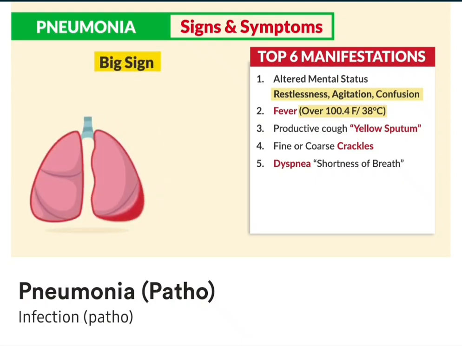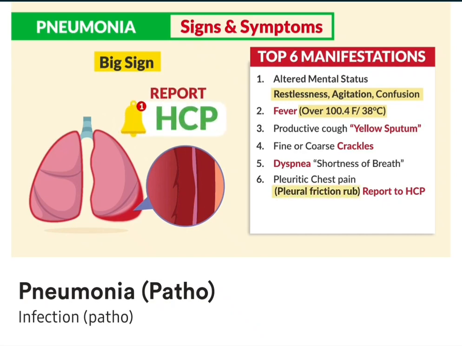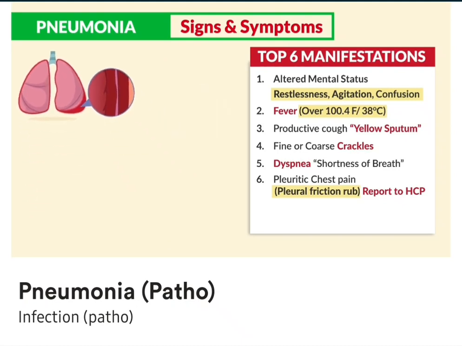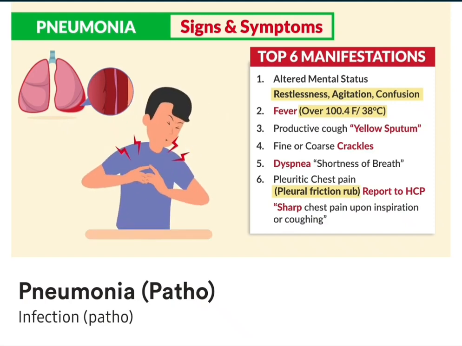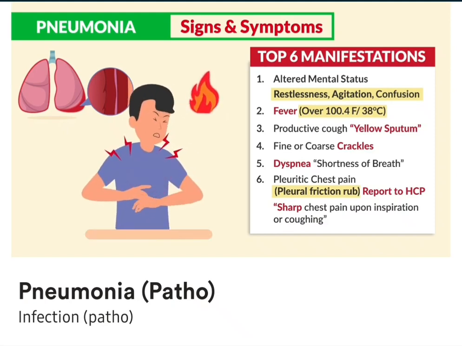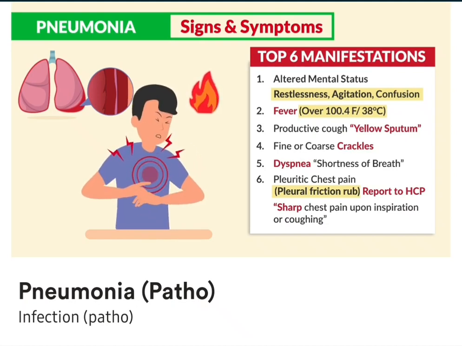Okay, now the biggest sign that pneumonia is getting worse is key term pleuritic chest pain with pleural friction rub. That must be reported to the HCP. It's described as a sharp chest pain upon inspiration or breathing in or upon coughing. Now, sometimes it's described as stabbing or burning pain inside the chest that increases upon inspiration or with the cough.